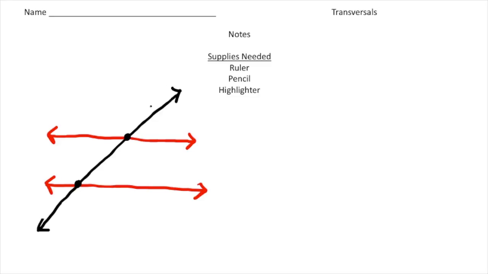Okay? And if you notice, it creates angles. So here, there's an angle here. That's angle 1, angle 2, angle 3, angle 4. And it creates four other angles here. Angles 5, 6, 7, and 8.